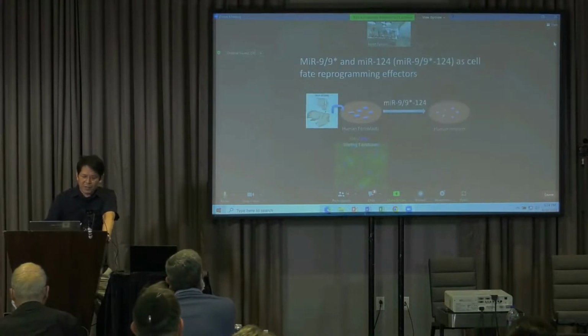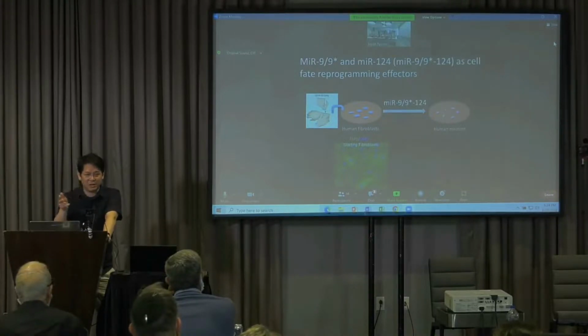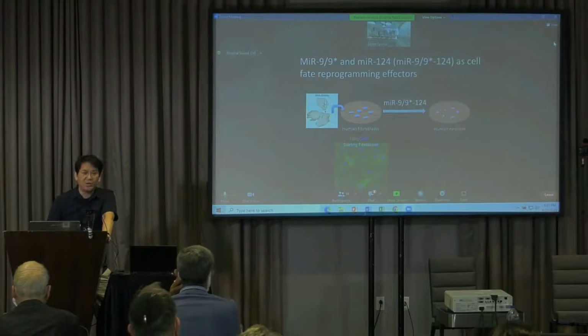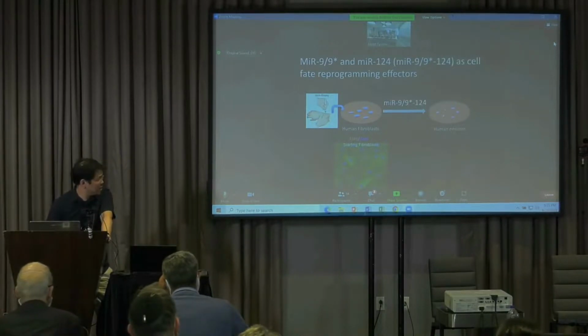So what we do is we express microRNAs, miR9 and miR124. We made them into one synthetic cluster of microRNAs. So from now, I'll just call them miR9-124. And we use them as fate reprogramming factors. What I mean by that is we topically express these microRNAs in human fibroblasts. So this is what the human fibroblasts look like.